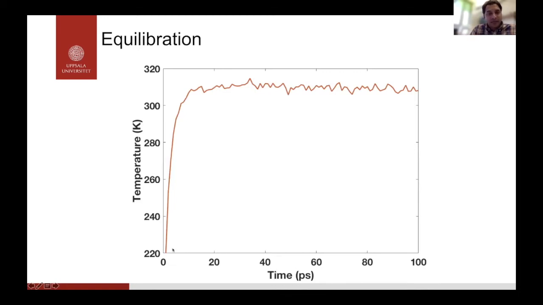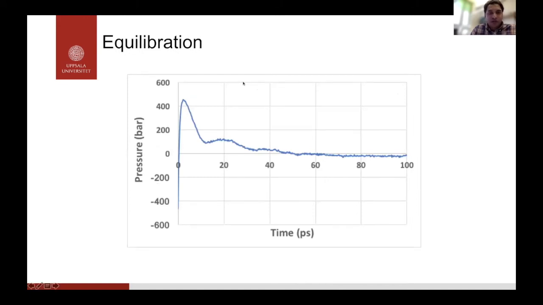So you can see that I want to perform the simulation around 310 Kelvin. Initially the temperature rises and it oscillates close to 310. And then I also want to equilibrate the system at 1 bar. Initially there were huge oscillations, and then it equilibrates to 1 bar.